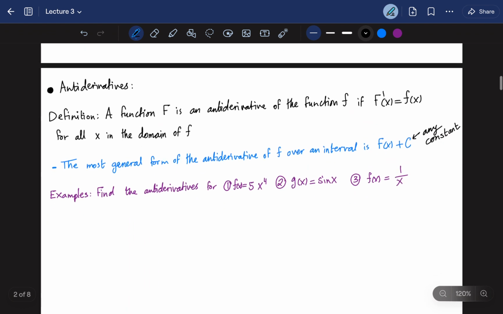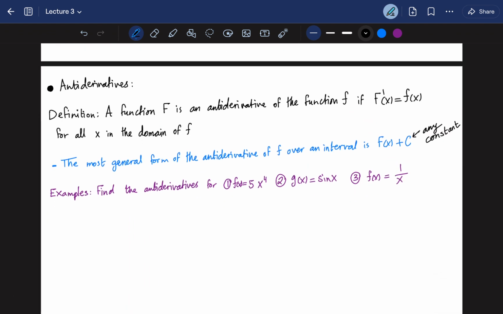So now let's start reviewing the antiderivative. So the definition of an antiderivative is a function capital F is an antiderivative for another function small f if the derivative of this function is equal to that function for all values of x. If I want to write a general form for the antiderivative of my function f, I can write it as capital F plus c, where c is just any constant. Okay, so let's do some examples.